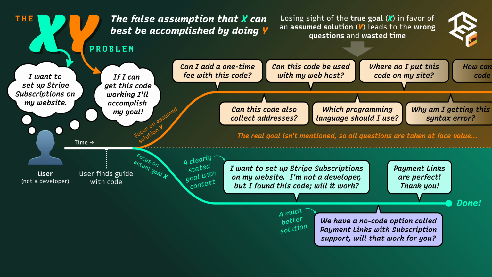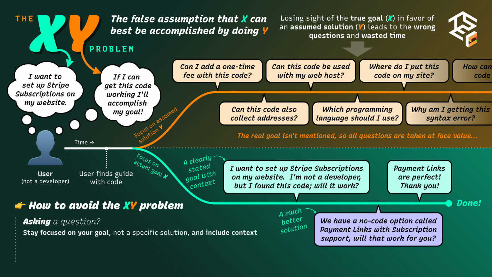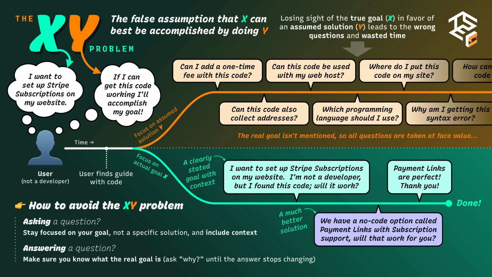Now that you understand what the XY problem is, let me tell you how to avoid it. If you're asking a question, make sure you stay focused on your goal, not a specific solution you assume to be the best or that you think will work. Always include relevant context so the person who's helping you can give you the best answer possible. If you're answering questions, make sure you know what the real goal actually is. Does the ideal outcome depend on the answer to a specific technical question, or would a different approach altogether be best? Sometimes the answer is the former, and sometimes it's the latter, but you won't know for sure unless you understand the true goal.